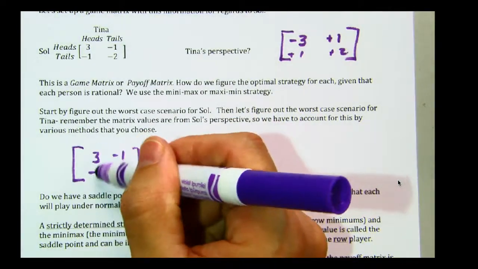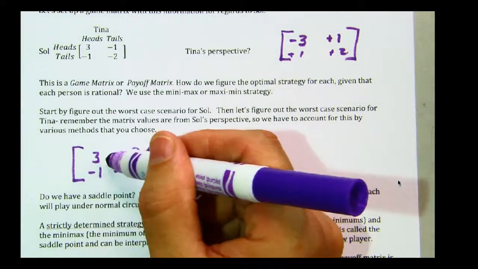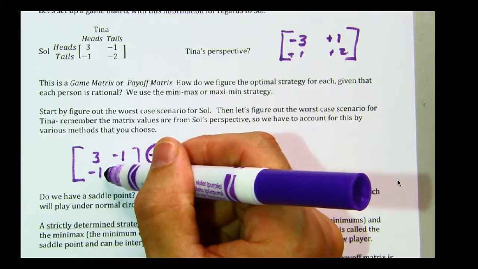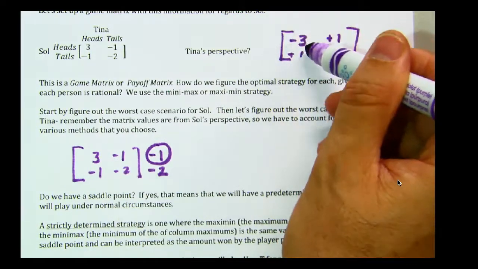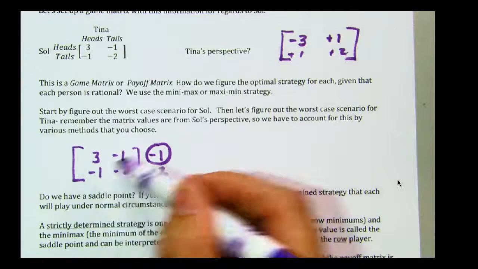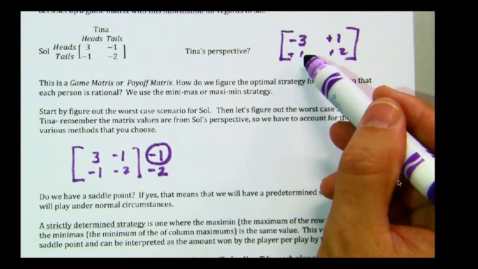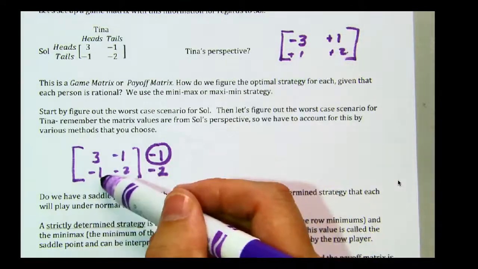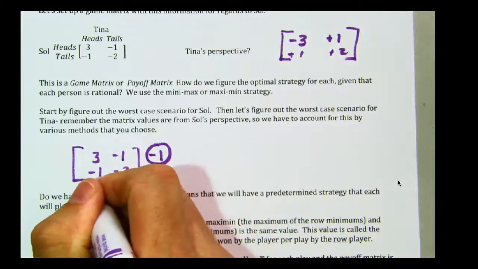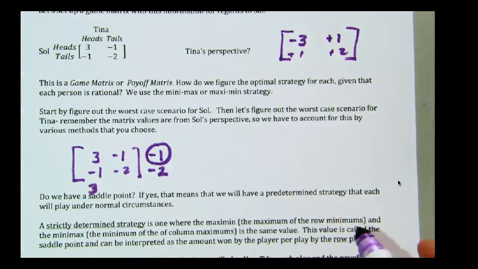In the column now, what is the worst case scenario for Tina? Now you've got to remember that these are the actual numbers for Tina. So you've got to think in your head or rewrite, you decide how you want to do this. What's the worst case scenario for Tina? And I'm going to write the 3. That would be the worst case scenario for her.